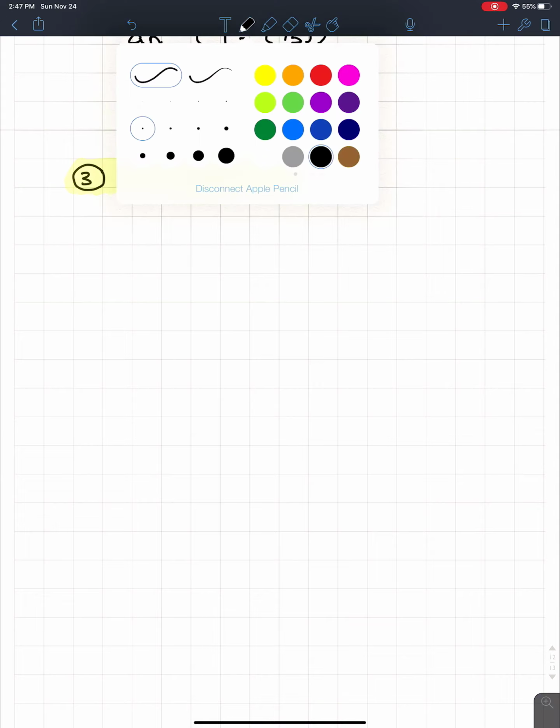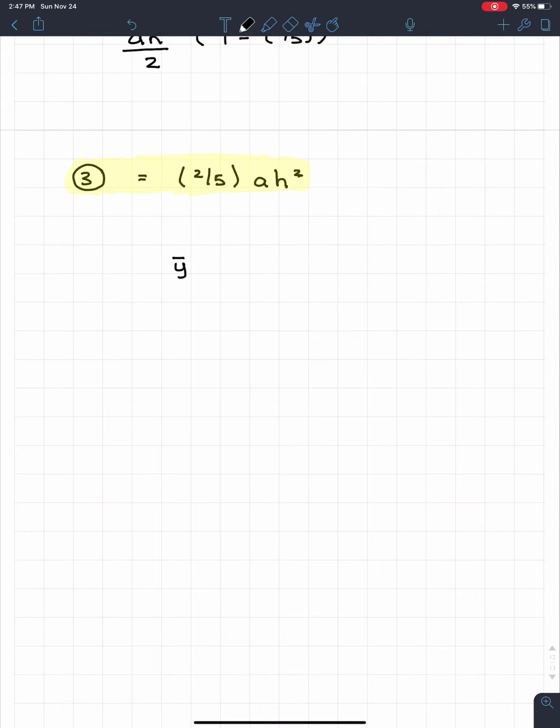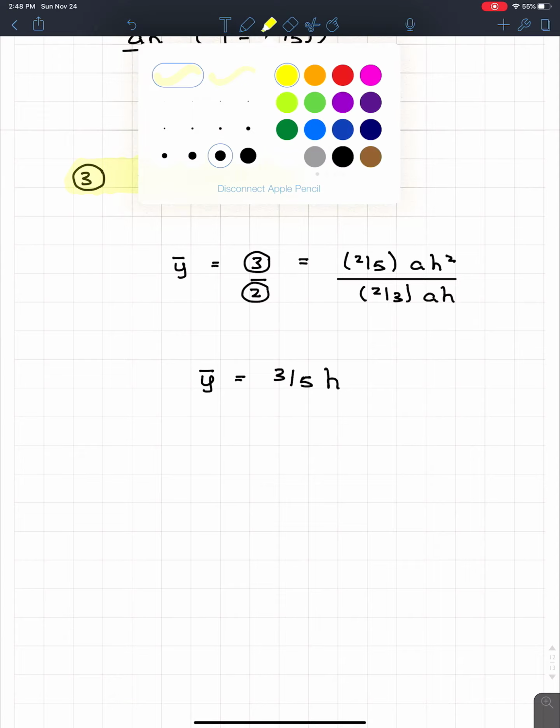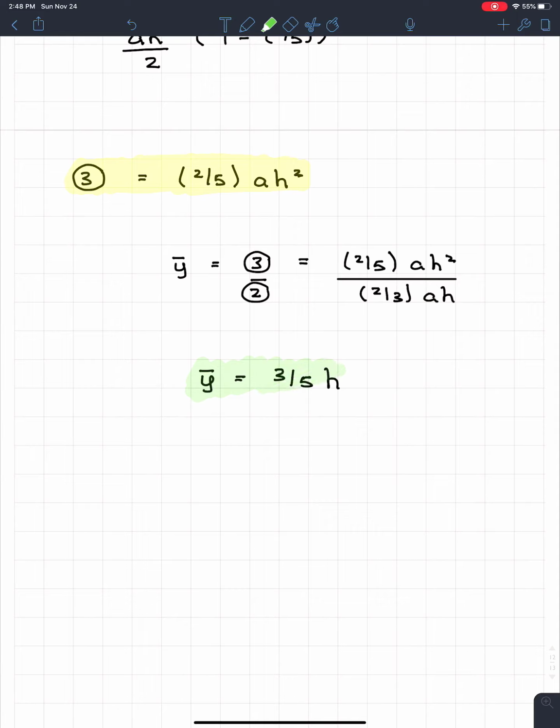But if we divide, so we got y bar is equal to 3 over 2. So this one is going to be equal to 2/5 a times h squared over 2/3 a times h. Divide them. What you guys will find is that y bar is going to be equal to 3 over 5 times h. So I'm going to highlight this with the green, because again, this is just one of the coordinates. It's not our final answer. Our final answer wants both of the coordinates.